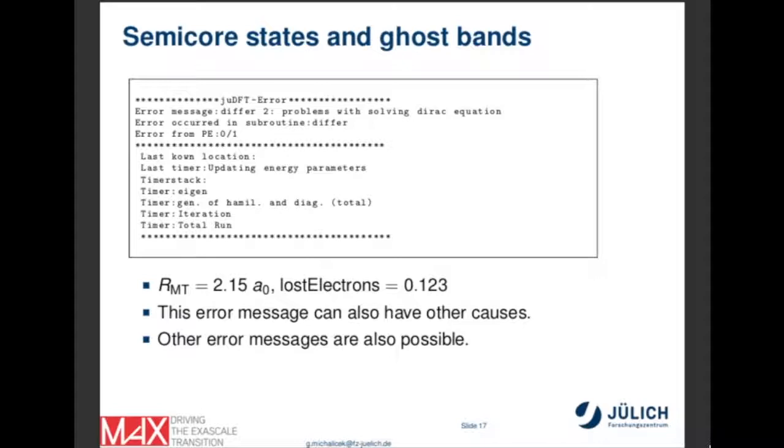Unfortunately, we don't have an error message that says: you have a ghost band, this is a problem, solve it. This error message is different to problems with solving the Dirac equation, and this error message can also have other causes, and you can also have other error messages that come from semicore states. Too bad. But have an eye on that. You should look at how many electrons are lost from the core if you think that this may be a problem.